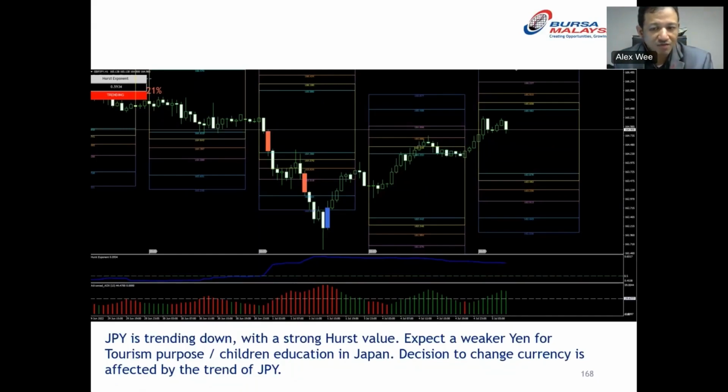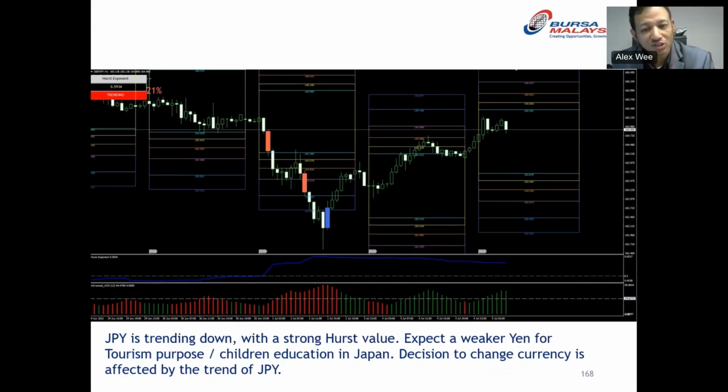So I have more assurance when I want to go long on this. It does help me decide whether I should be shorting JPY or not, with a strong Hurst value. Like, for example, how do you utilize this? If I'm going to Japan to travel, now that it's open back up, should I be changing all my yen now? Or should I keep some of my ringgit or US dollars to change to yen later? If yen continues trending down, I should keep some. I shouldn't change all my yen today because it continues to go down. Why? Hurst tells me yen has a strong trend down.